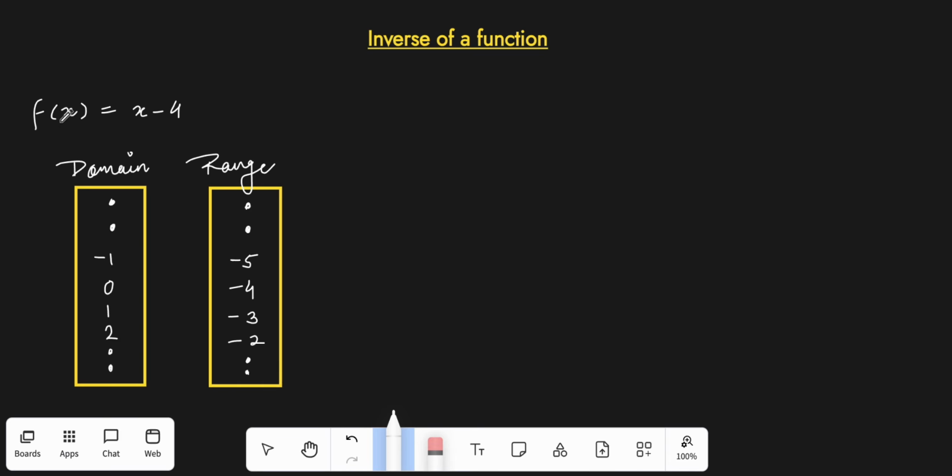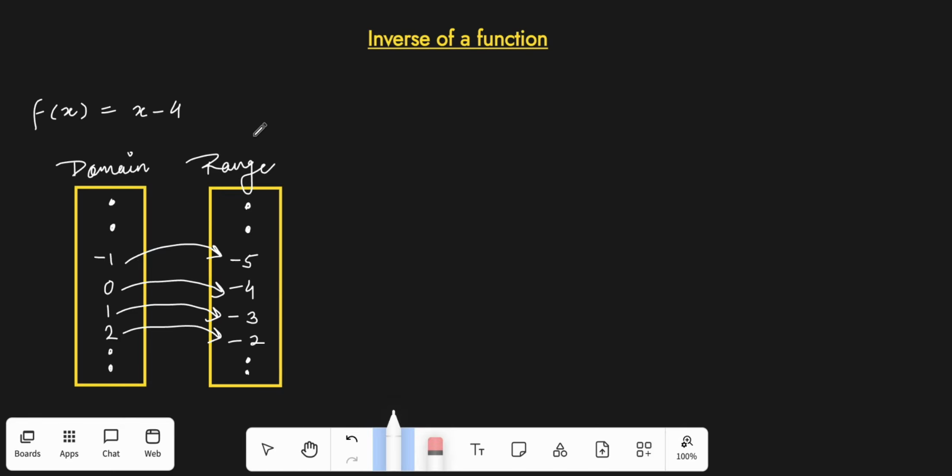So for this function f of x is equal to x minus 4, we can see that for x is equal to -1, we get -5 as an output. For x is equal to 0, we get -4. For x is equal to 1, we get -3. For x is equal to 2, we get -2, and so on.